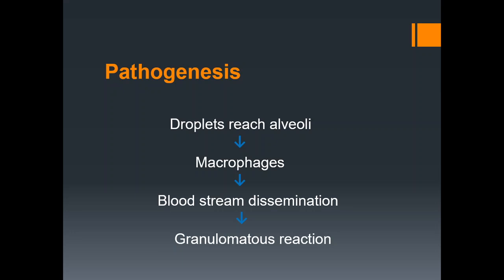inflammatory cells, and the acid-fast bacilli will disseminate in the bloodstream going to areas of high oxygen concentrations like the apices of the lung, the cortex of the kidney, metaphyses of the bone. Again, if the immunity of the person is okay, he will develop a delayed type granulomatous reaction and he will contain the infection. And that will lead to latent tuberculosis.